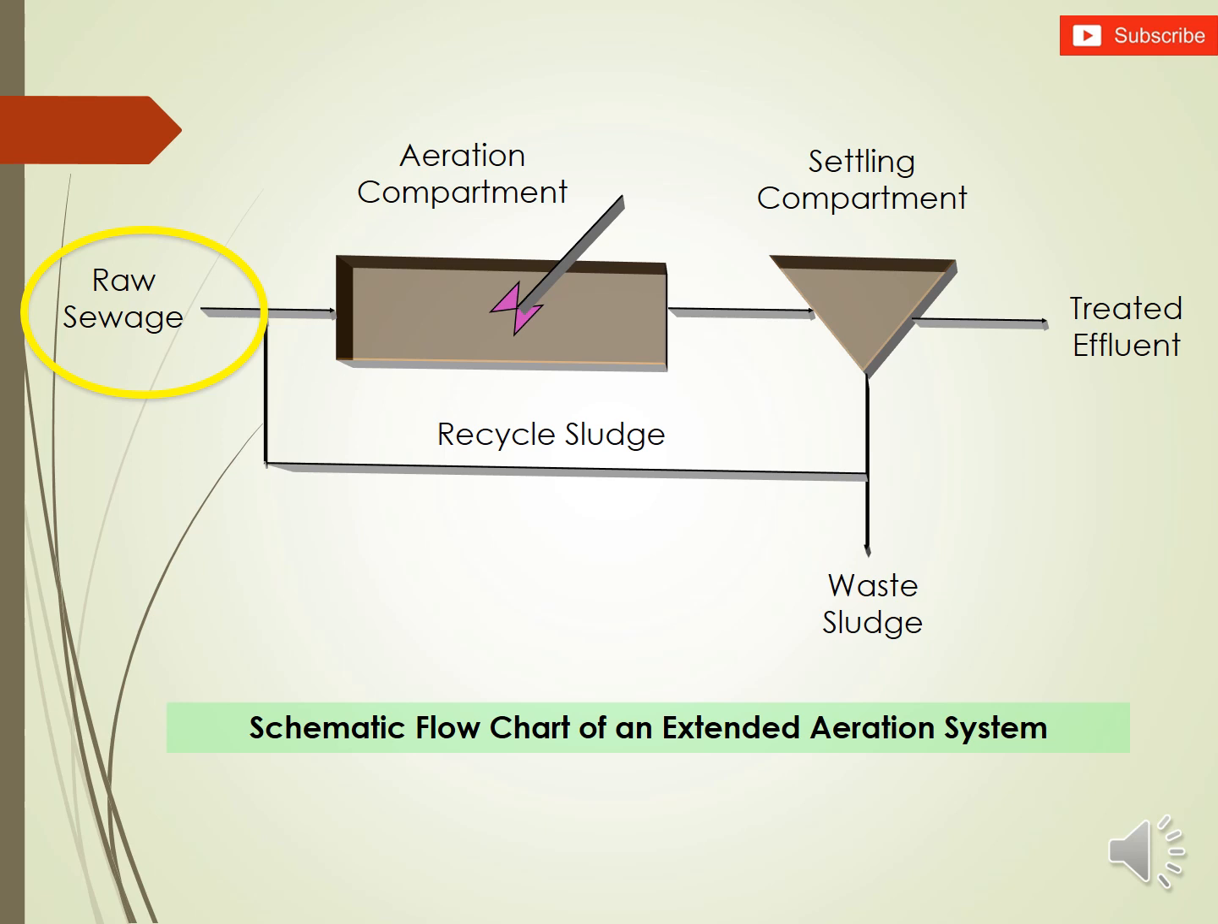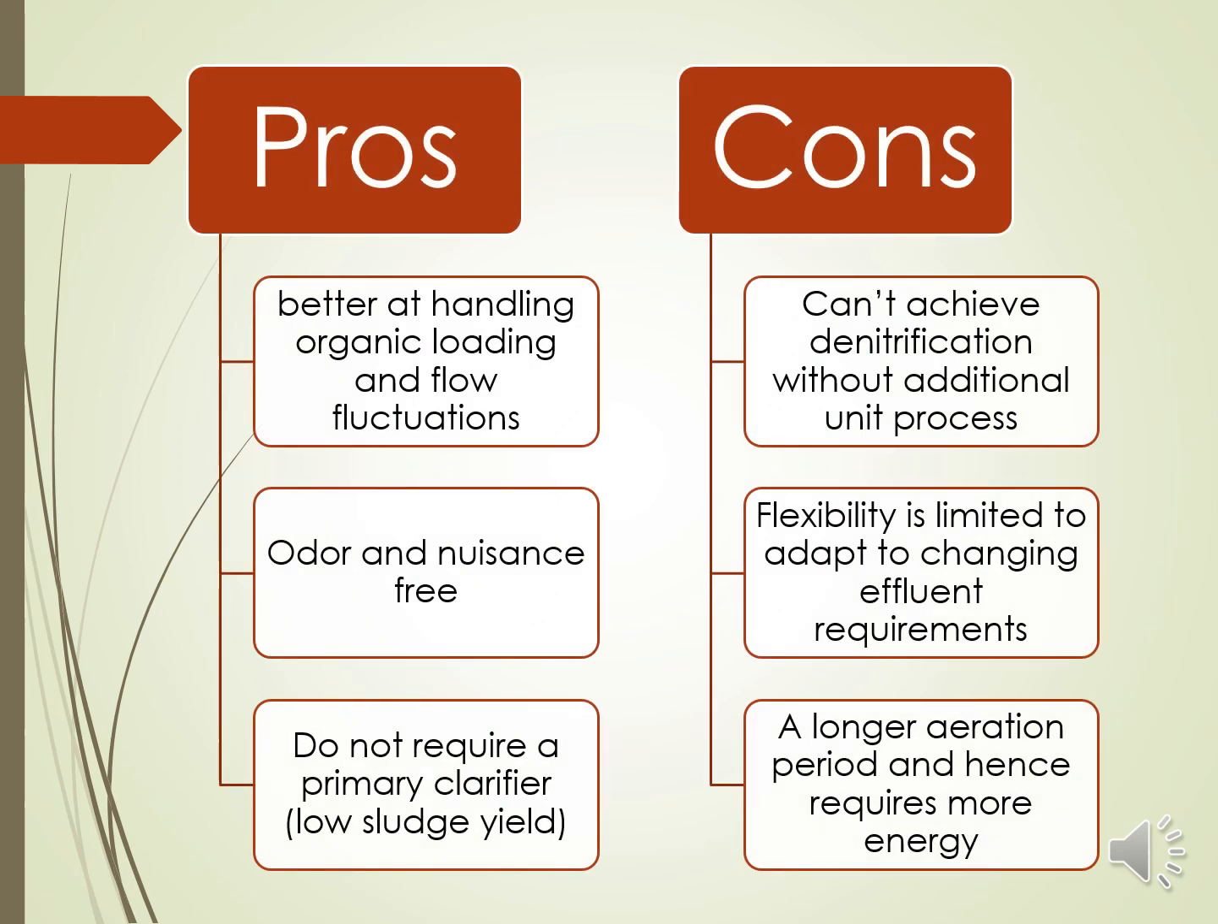Okay, as I said in the previous slide, there is no need for a primary clarifier because the sludge amount is low. Okay, now here are some pros and cons for the system. First, the pros: it is better at handling organic loading and flow fluctuations. Why? Because there is a greater detention time for the nutrients to be assimilated by the microbes. Okay, so there is a greater retention time, so handling the organic loading and flow fluctuations is better.